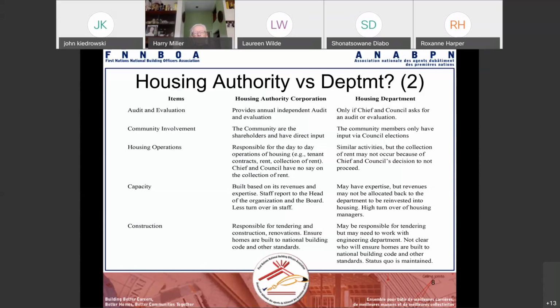Capacity is based on its revenues and expertise. Staff reports to the head of the organization and to the board. There's less turnover in a housing authority because decisions are made on a board level and there's no political influence. Where a housing department, many have the expertise, but revenues may not be allocated back, and there's a high turnover for the housing managers because if the chiefs and councils do not like the decisions, the likelihood of a housing manager being replaced or being in conflict is much higher. So there's no protection under a department. A little better capacity under a housing authority.